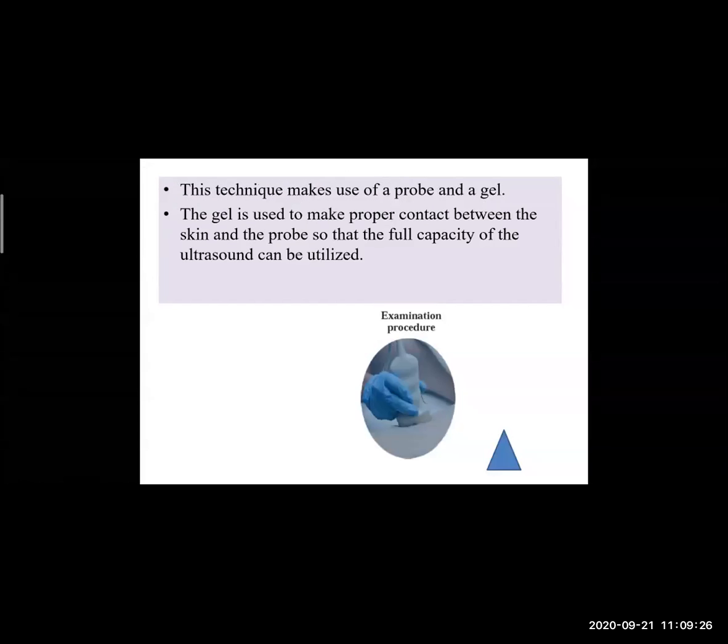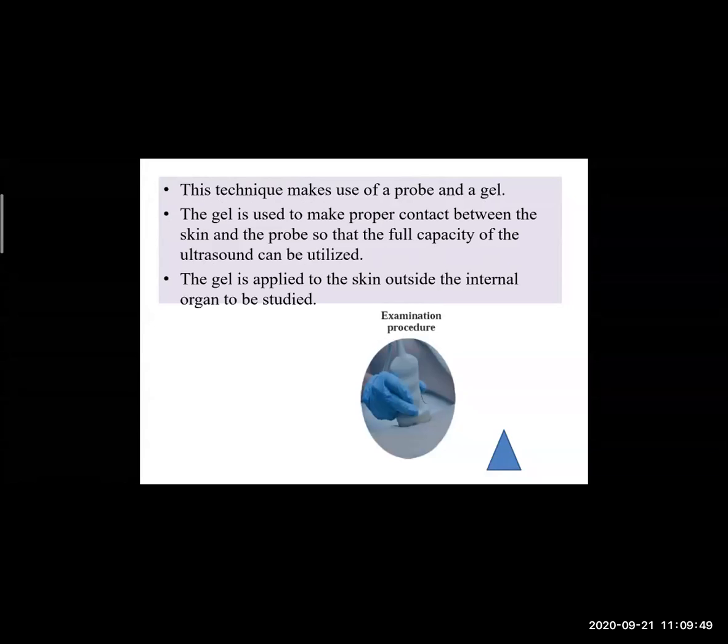So coming back to sonography, in sonography the main instrument is a probe. So this technique makes use of a probe and a gel. So this is the probe. As we have seen previously, the gel is used to make a proper contact between the skin and the probe, so that the full capacity of the ultrasound can be utilized. Ultrasound can be transmitted through the skin, so for that gel is used.